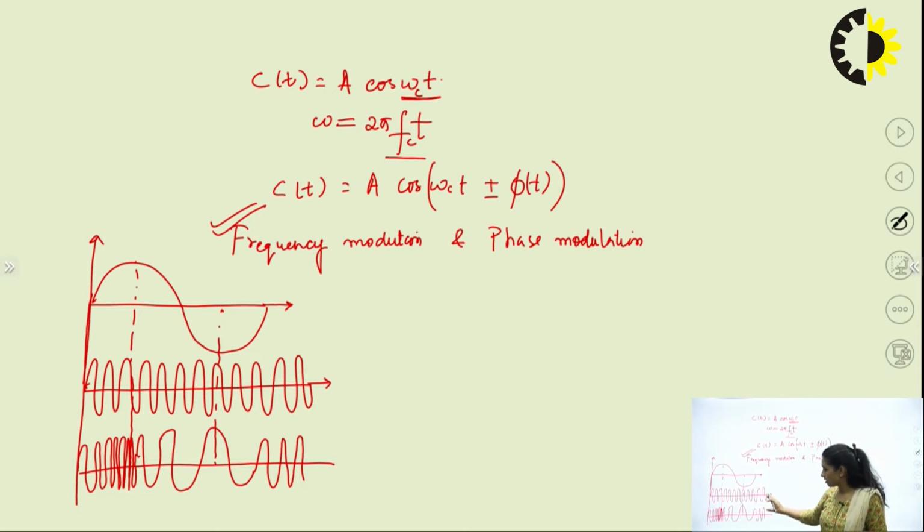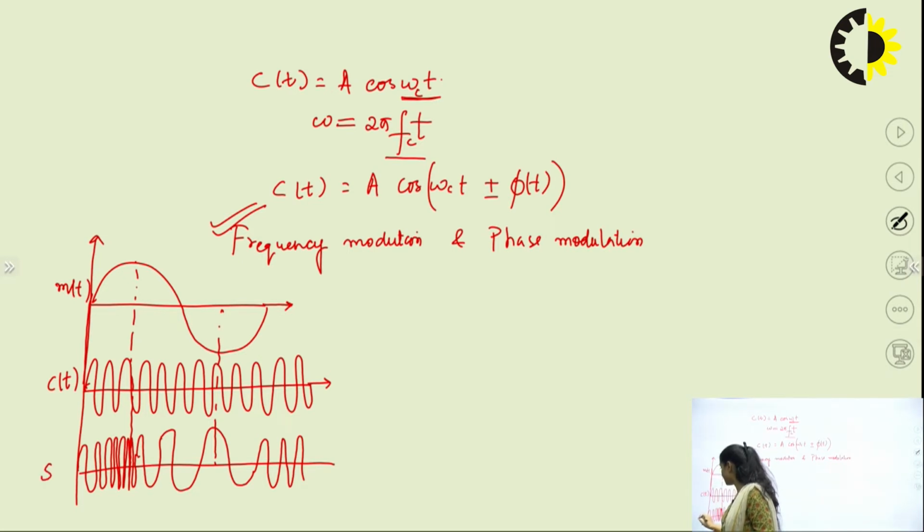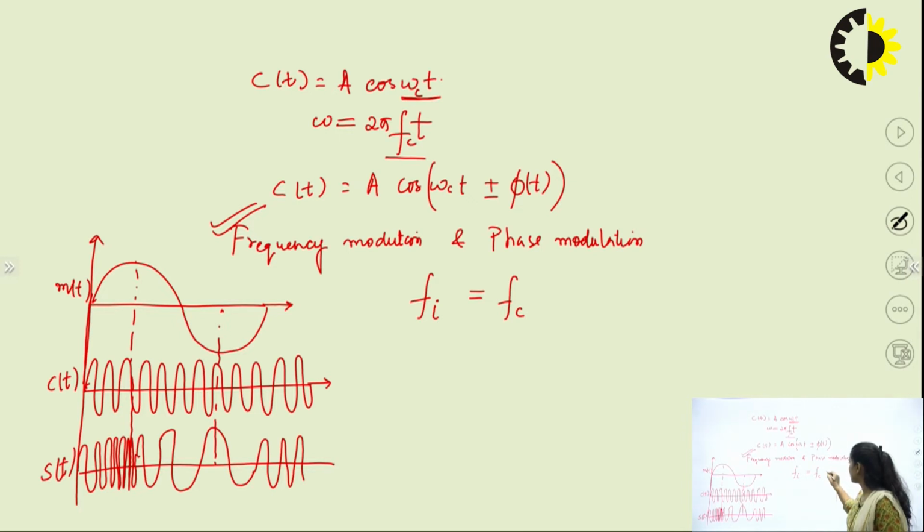I believe it makes sense that this is my message signal, which I represent by MT. This is my carrier wave, which I represent by CT, and this is my modulated waveform, which I represent by ST. If I want to check the instantaneous value of my frequency, it would be some plus minus some change, which I may represent by Y. Let's see how we proceed.